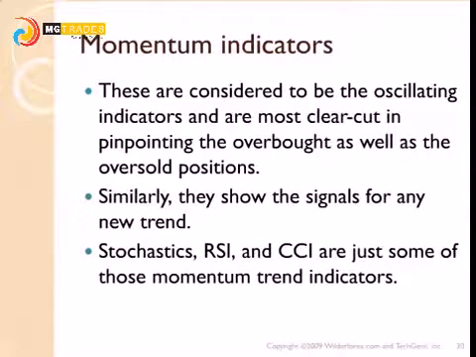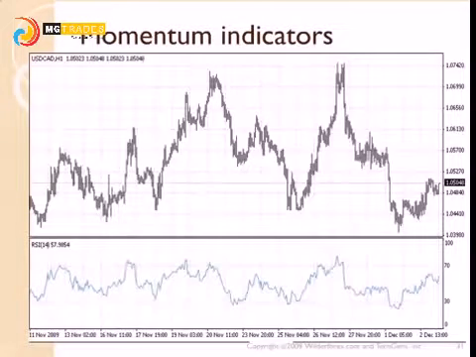Momentum indicators. These are considered to be the oscillating indicators and are most clear-cut in pinpointing the overbought as well as the oversold positions. Similarly, they show the signals for any new trend. Stochastics, Relative Strength Index, and CCI are just some of those momentum trend indicators. This chart shows the Relative Strength Index.